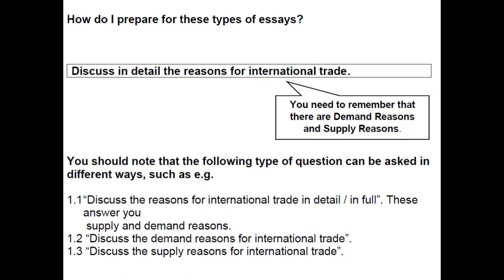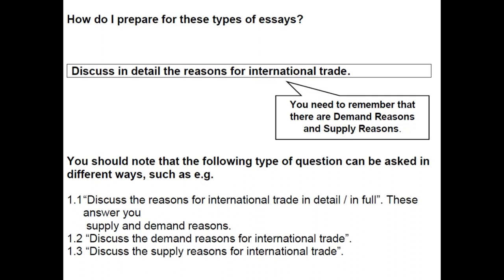It is very important that when you study a question like this, you study it in its totality. Because if you study the question in its totality, it means that they can ask the question any which way, and you will be able to answer that question. That is why it's important that you should read the instructions, you should read the questions thoroughly.